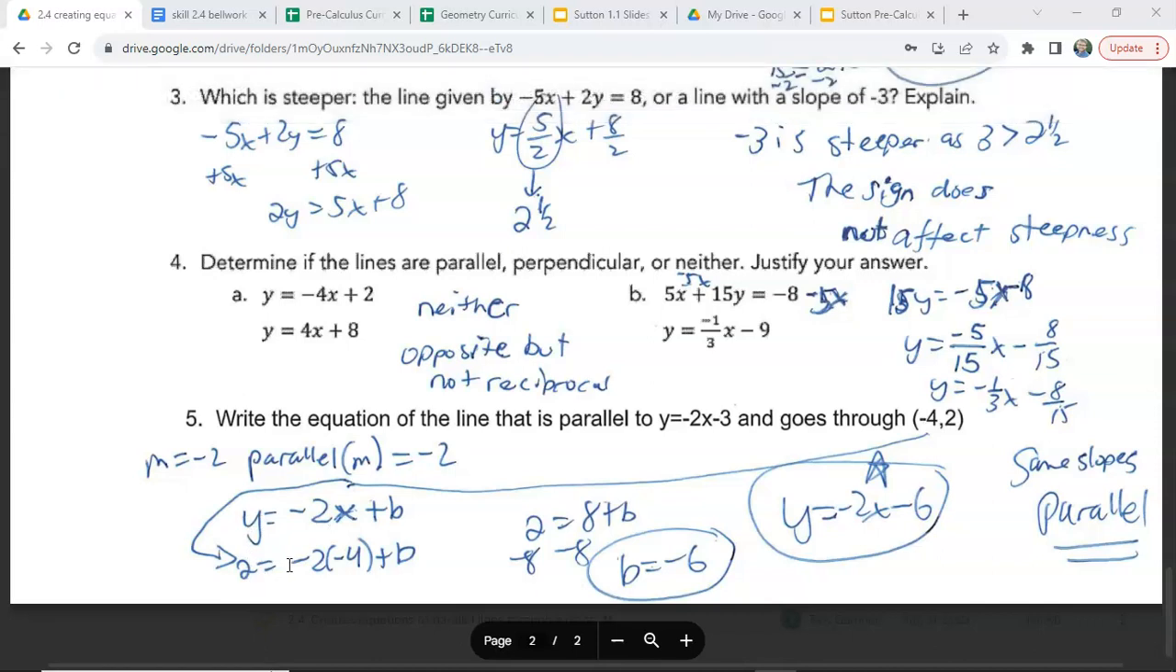So 2 equals negative 2 times negative 4 plus b. Now we can solve for b. Negative 2 times negative 4 is 8. Subtract 8 on both sides. 2 minus 8 is negative 6. So our b value is negative 6. So that means our equation is y equals negative 2x minus 6.